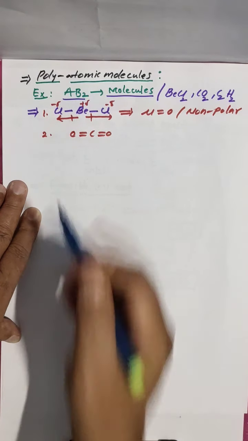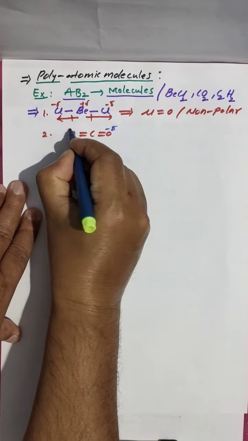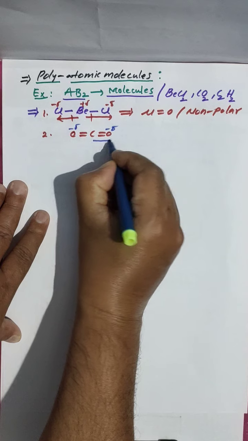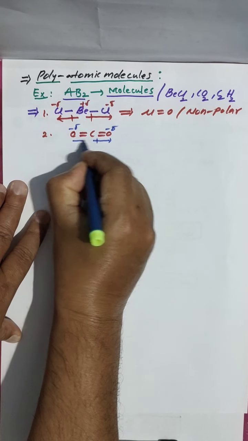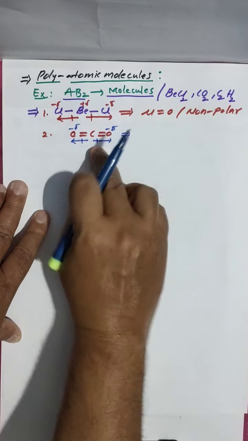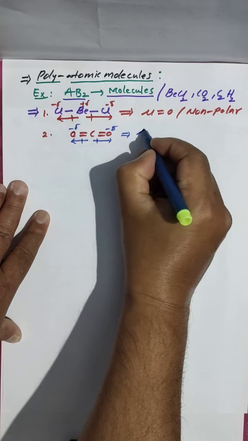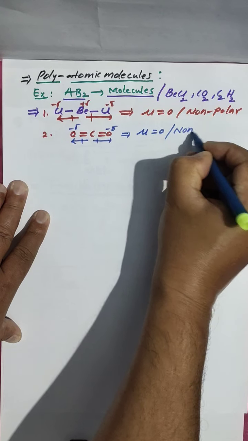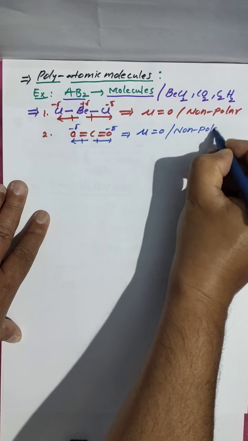Look here. This is more electronegative. This is more electronegative. This is positive. The dipole moment works from less electronegative to more electronegative, like this. Now this side is working and this side is working. Net dipole moment equal to 0. So this is non-polar.